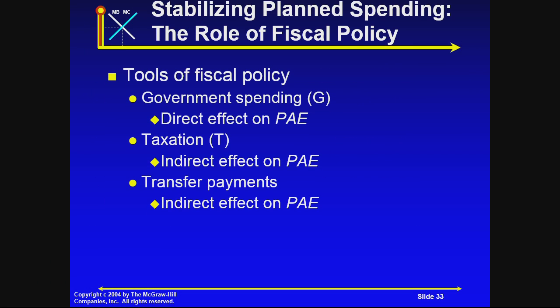Okay, so let's look at it very quickly. Government expenditure has a direct effect on PAE. That's what we just looked at. We have not looked at the tax effects. This one has an indirect effect on PAE. And transfer payment is like tax. It's the negative or flip side of it. So this one also has an indirect effect.